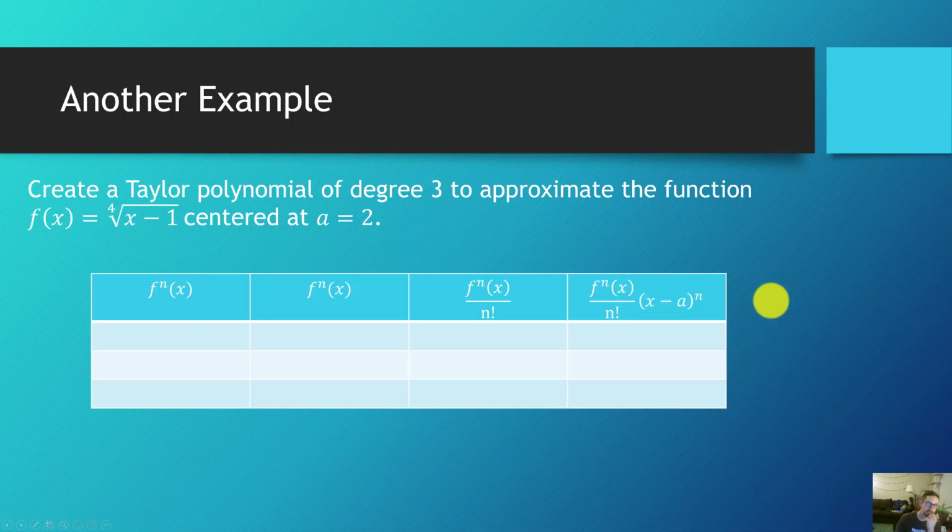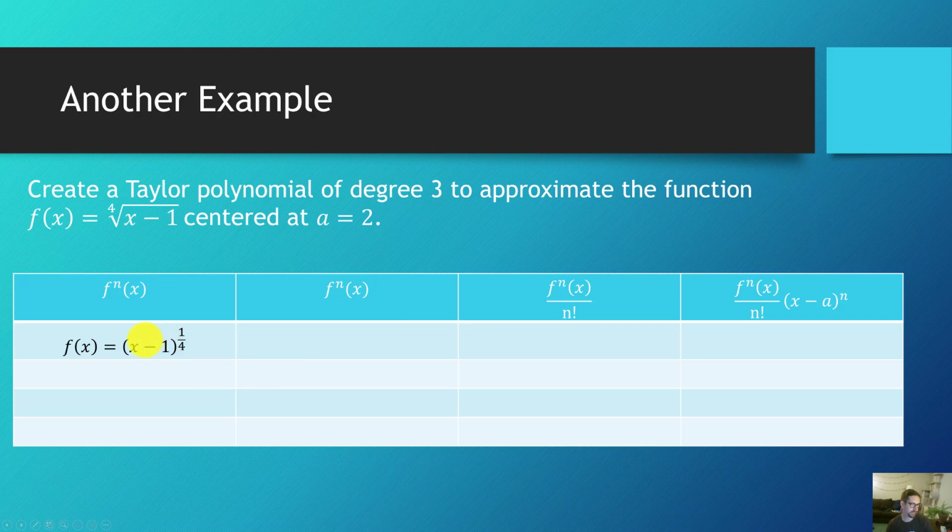Let's do another example. This one's a bit more complicated. Create a Taylor polynomial of degree 3 to approximate the function f of x equals the fourth root of x minus 1 centered at a equals 2. There's a lot more going on here. The derivatives are going to be more complex. We have to take more of them. And the center is at 2 instead of 0. So let's see what we get here.